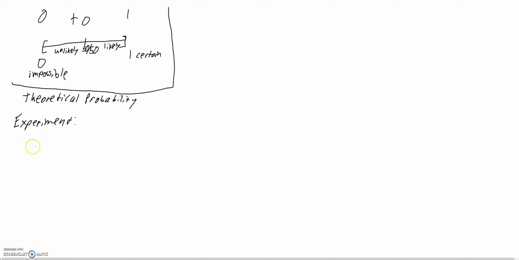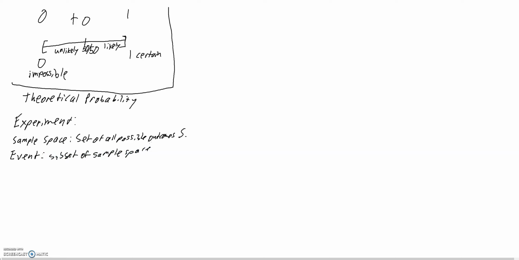Then we talk about our sample space. The sample space of any given probability is where we're looking at all possible outcomes. So this is the set of all possible outcomes. And this is usually given capital S to represent our sample space. And then we also have events. An event is just a subset of our sample space. It's just one of the things that can occur in our sample space.